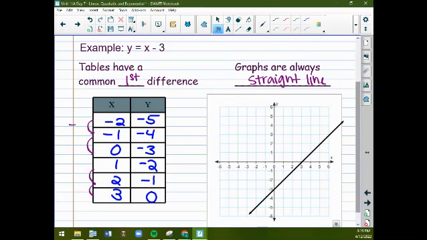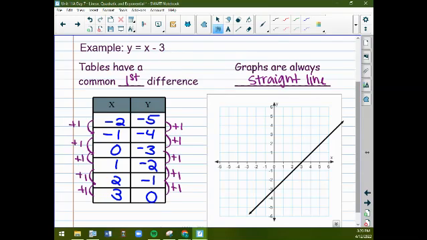Okay, so every x, let's see, we're going up by 1. The first difference would be between the y values. So between -5 and -4, I'm adding 1. Between -4 and -3, I'm adding 1. Between -3 and -2, I'm adding 1, adding 1, and adding 1. So that's what a first difference looks like. And we're going to see what a second difference looks like in a second. Maybe that will help make more sense.